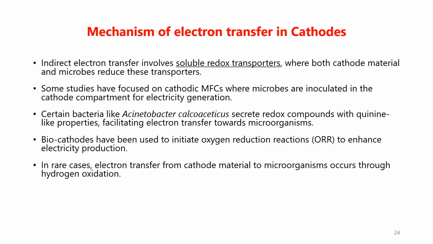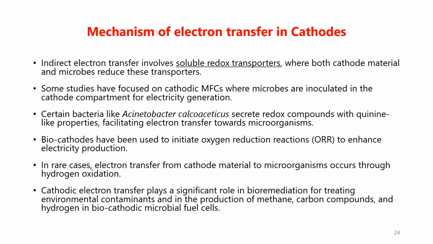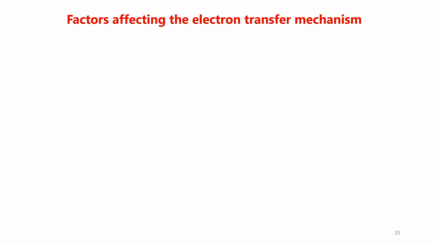In rare cases, electron transfer from cathode material to microorganisms occurs through hydrogen oxidation. Then we have cathodic electron transfer, which plays a significant role in bioremediation for treating environmental contaminants and in the production of methane, carbon compounds and hydrogen in biocathodic microbial fuel cells. Let us now discuss the factors which affect the electron transfer mechanism.